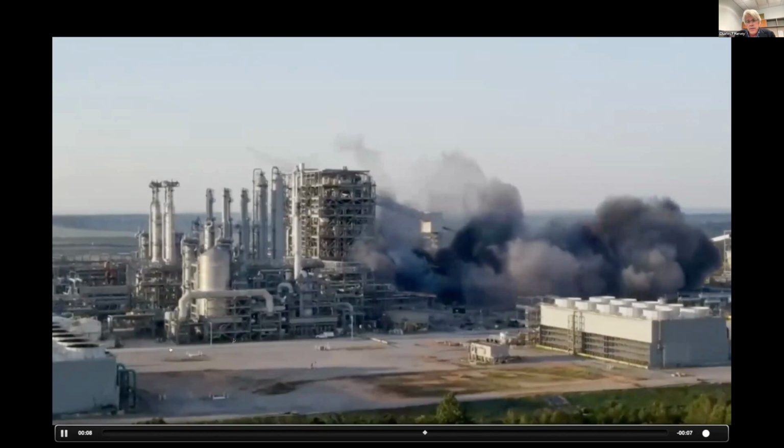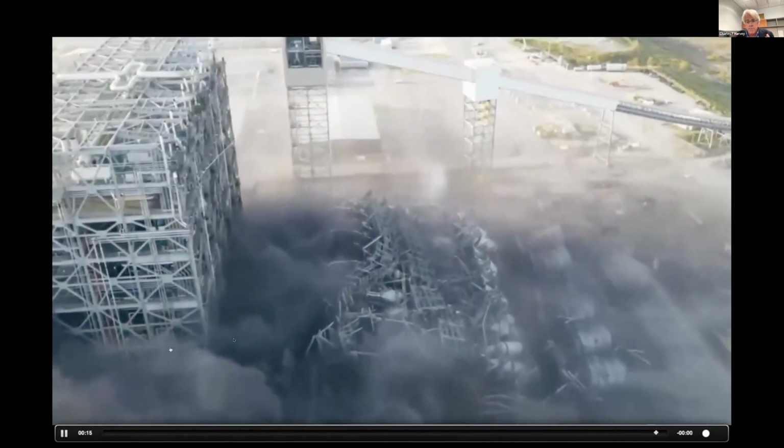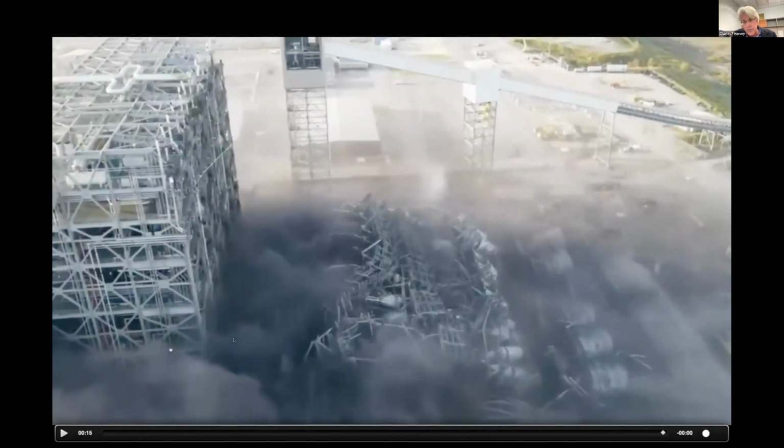And what I want to show with this video is an argument that we were right. This is the Kemper plant in Mississippi being blown up. It's not an industrial accident. It was purposely blown up after consuming billions of dollars in government subsidies for clean coal. The purpose was to capture CO2 from a coal-fired power plant and inject it into the ground.